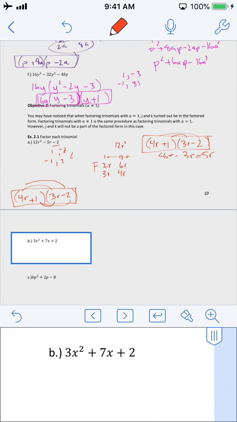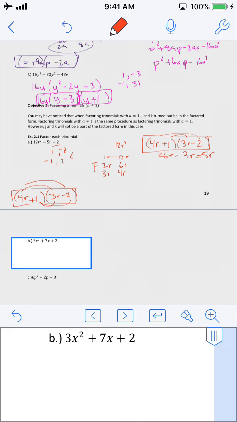Okay, hopefully you had a chance to try it out. These numbers are not nearly as bad as 12, not nearly as many combinations. Here we have 3x and 1x. That's how we get 3x squared. Pretty much the only combination. 2, 1 and 2. It's the only thing we can do.